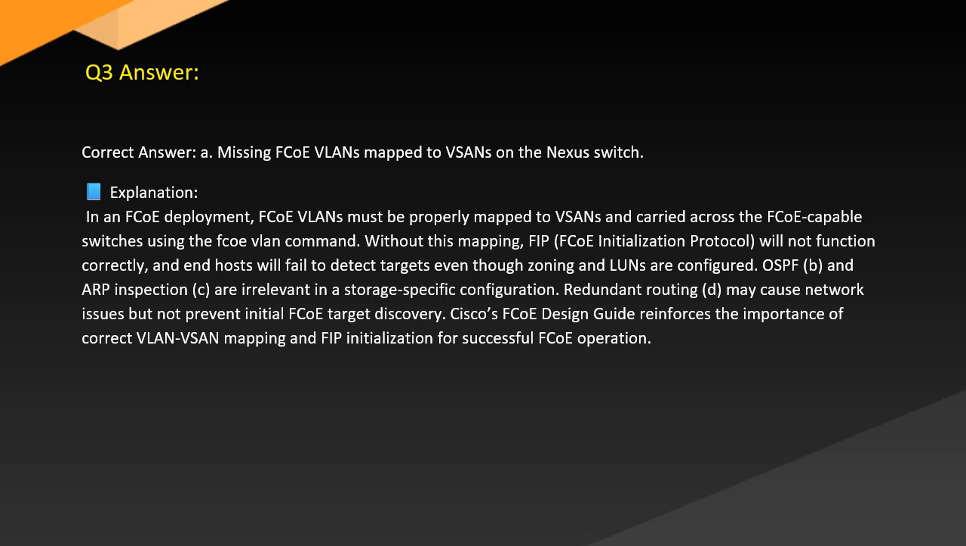OSPF (B) and ARP inspection (C) are irrelevant in storage-specific configuration. Redundant routing (D) may cause network issues but not prevent initial FCoE target discovery. Cisco's FCoE design guide reinforces the importance of correct VLAN-VSAN mapping and FIP initialization for successful FCoE operation.